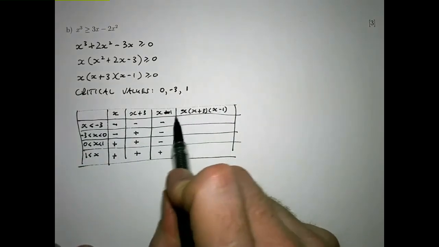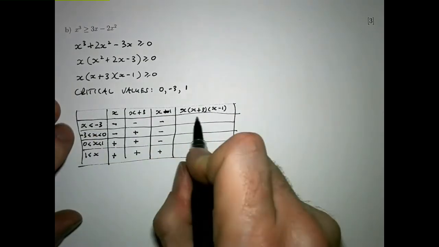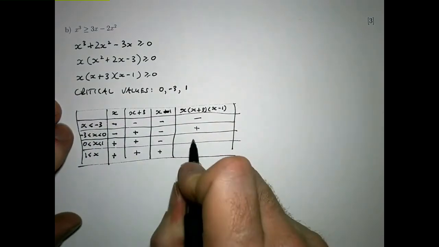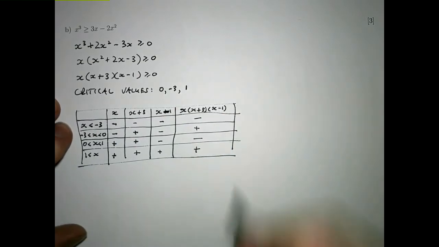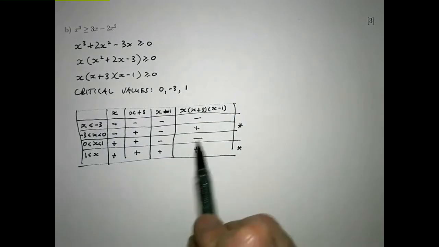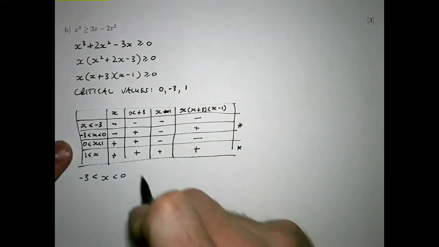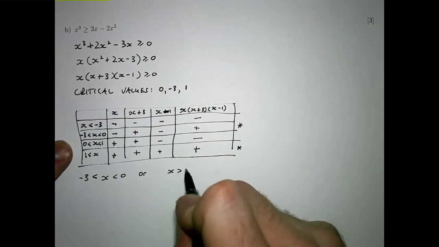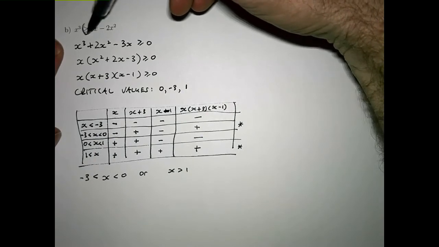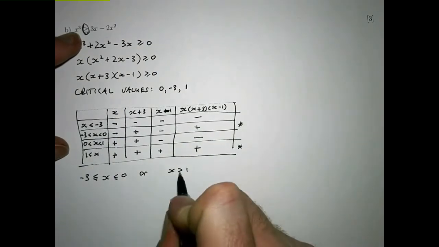Right. So, x, as we said, x is going to be negative when it's less than 0, and it's going to be positive as soon as we get above 0. X plus 3. Right, less than 3, it's going to be negative. This 3 is not going to be big enough to cope with this x being less than negative 3. But as soon as x is greater than negative 3, this plus 3 is going to take it above 0. When it's greater than 1, certainly it's going to be positive.